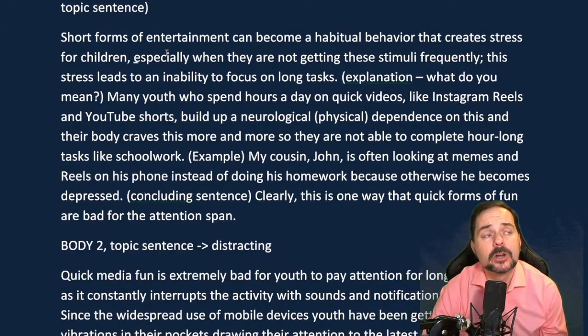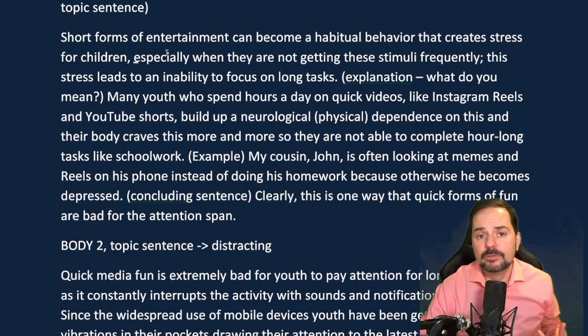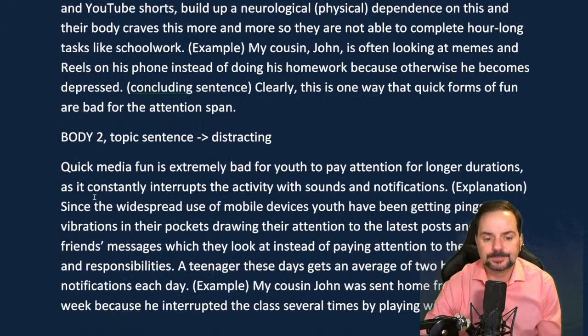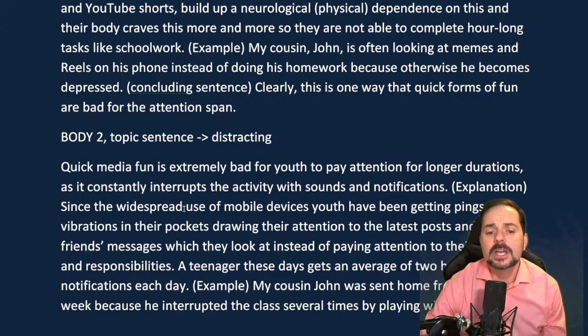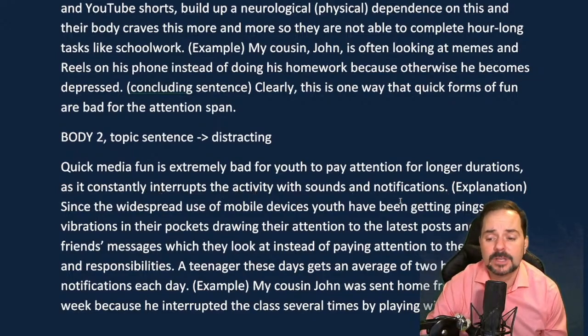Okay, now that paragraph reads much better. So you're always making improvements, students. That's super important. Quick media fun is extremely bad for youth to pay attention for longer durations as it constantly interrupts the activity with sounds and notifications.